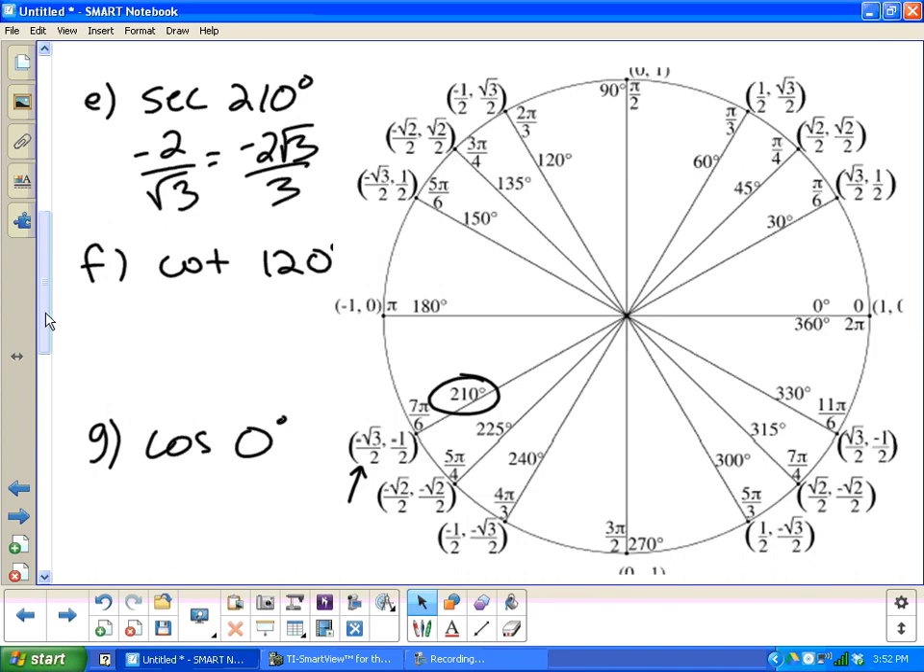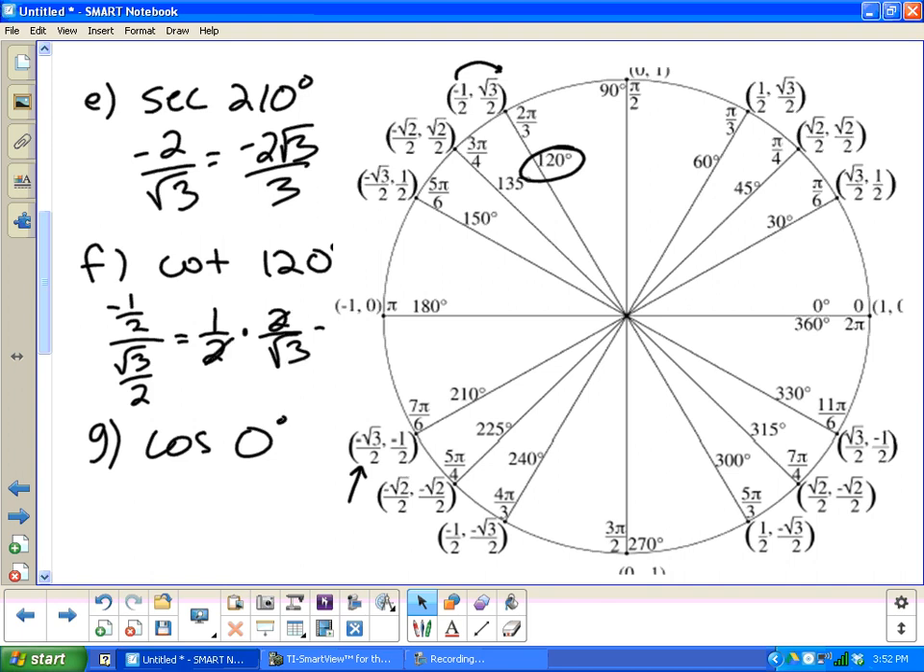Now the cotangent of 120 degrees, let me find you 120 degrees. There you are. Okay, so cotangent is the cosine over the sine. So we're going to do -1/2 divided by the square root of 3 over 2. So this is going to take some calculation here. Let's do -1/2 over the square root of 3 over 2. So this would be the same thing as saying 1/2 times the reciprocal there, which would be 2 over square root of 3. So the 2's would cancel. So I'll get 1 over square root of 3, which would rationalize to square root of 3 over 3.